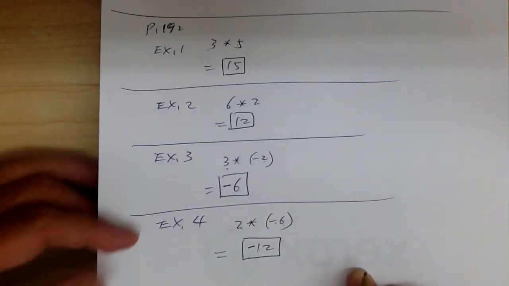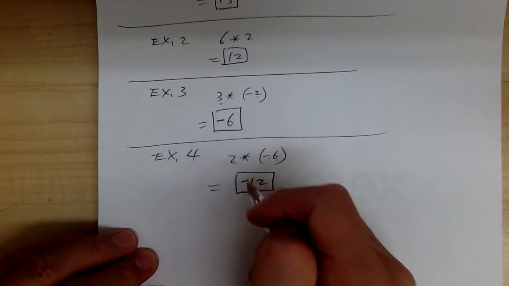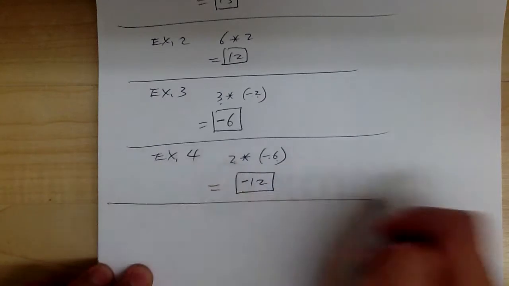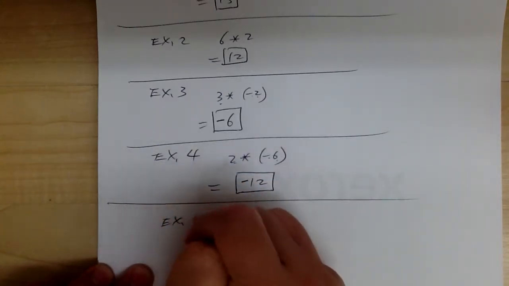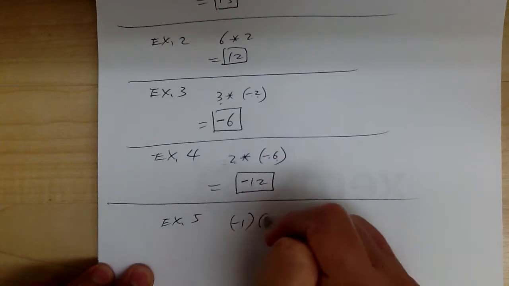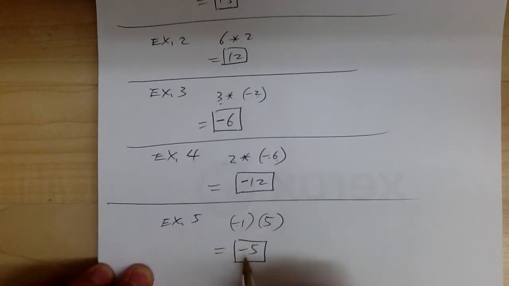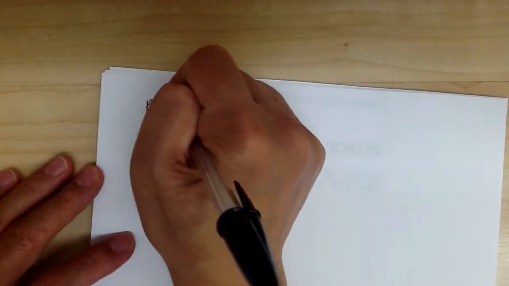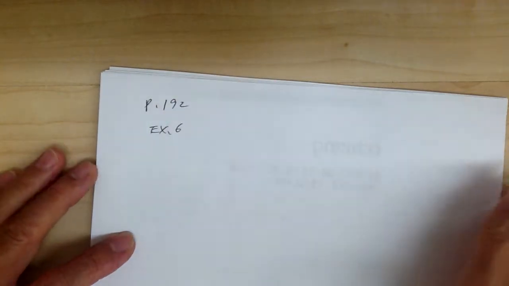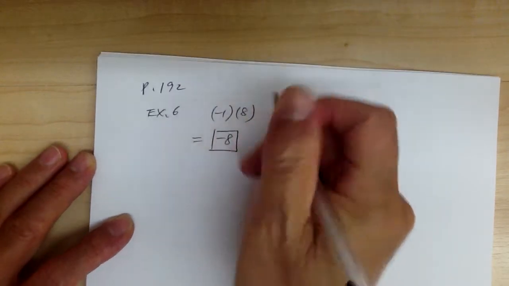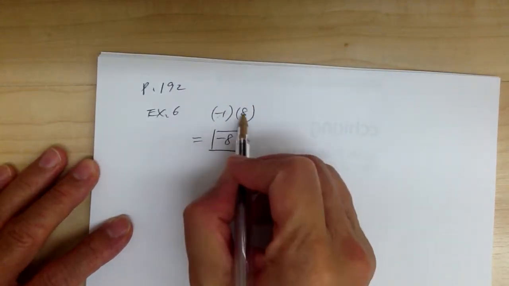Another way to remember is that if you have an odd number of negatives, you're going to get a negative, right? Because two negatives will make a positive. Okay, let's go to example 5. You have negative 1 times 5, so this will equal negative 5. Again, negative times positive will give you negative. Let's go to example 6. You have negative 1 times 8, so this will give you negative 8. So again, one negative times positive will give you negative.